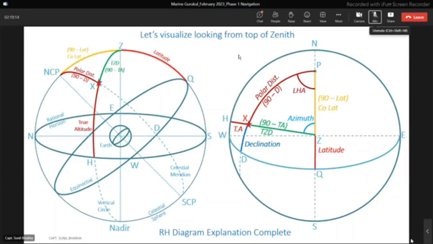Okay, sir. Can you please tell the LHA one more time? Now, beta, this angle P of the PZX triangle is equal to LHA if LHA is less than 180. And if LHA becomes more than 180, that means the body has come to the east of the observer's meridian. In that case, the diagram would be made on the right side of the rational horizon, the east side, and in that case, P will be equal to 360 minus LHA.